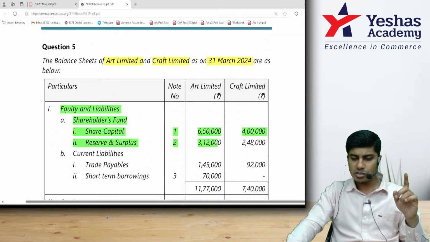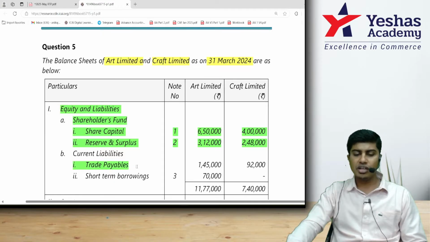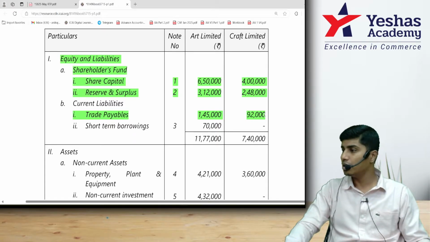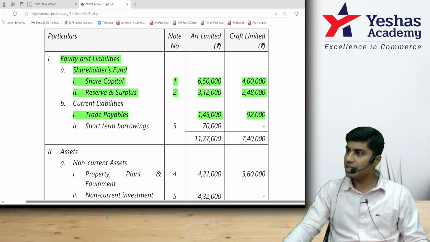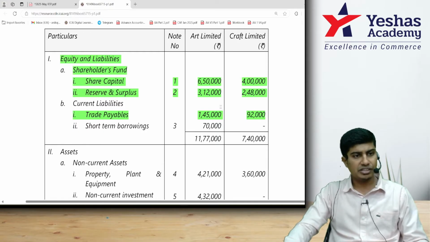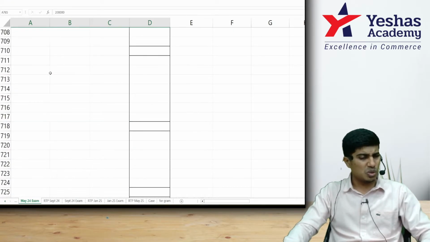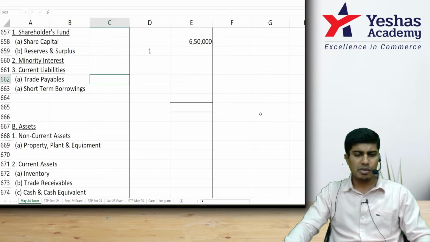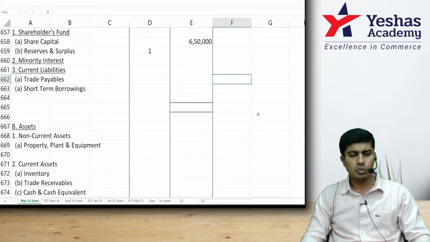After reserves and surplus being taken care of, we have trade payables. They have not given any notes to accounts. They've straight away given amounts. I have not even marked it with yellow, which means there is no mutual indebtedness adjustment. So I'll straight away take 145 plus 92 in my consolidated balance sheet. There's no need to do notes to accounts also. Shall I write it here? This is trade payables, 145 plus 92.